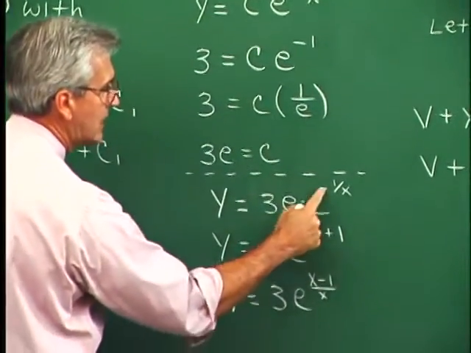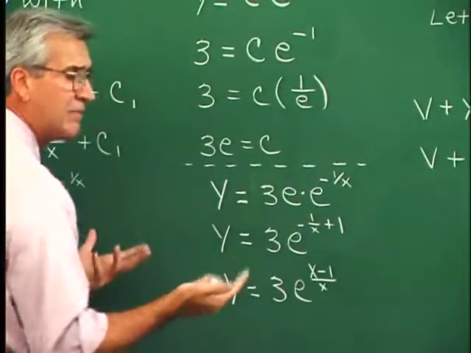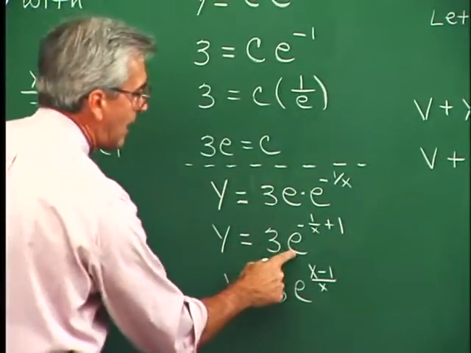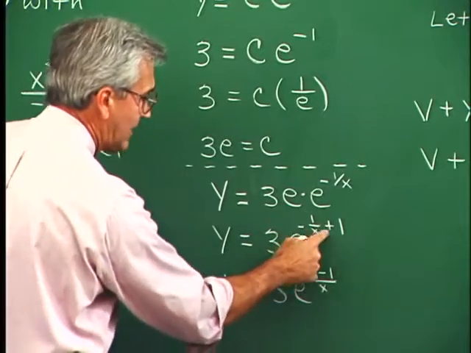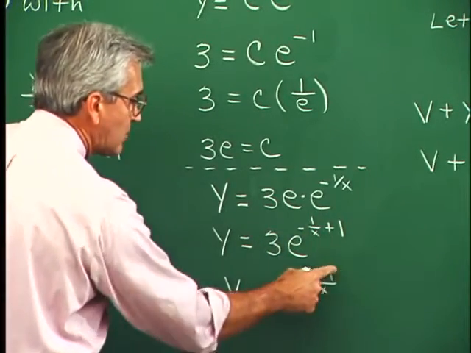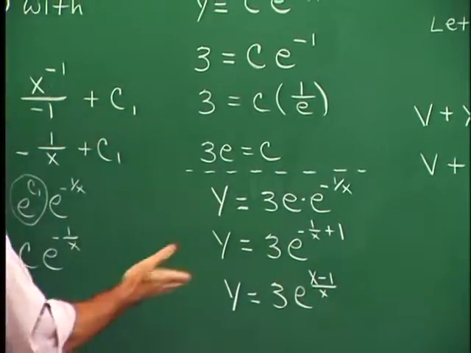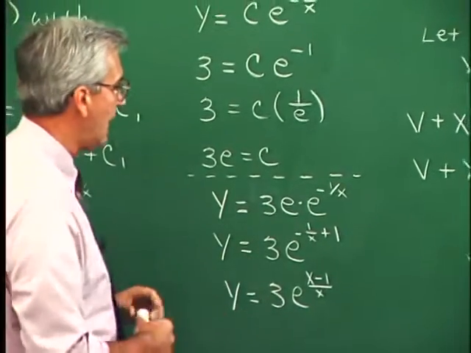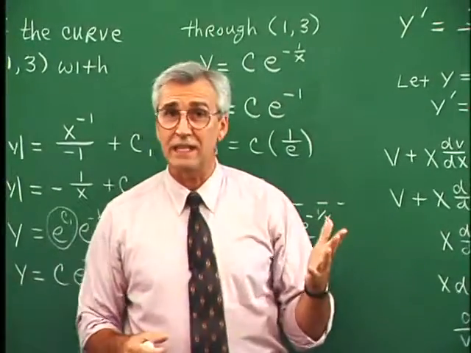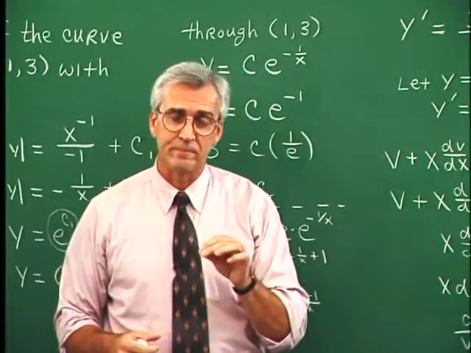If c is 3e, we're replacing back into this form, replace c with 3e, and we have this, and then e times e to the negative 1 over x can be manipulated in a few different ways. One way is just to say it's e to the negative 1 over x plus 1, or e to the (x minus 1) over x. And if you look at the graph of this on your calculator, you'll find that the graph does indeed go through the point (1, 3).